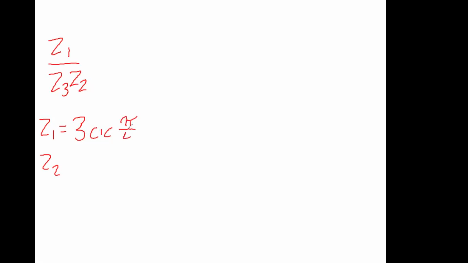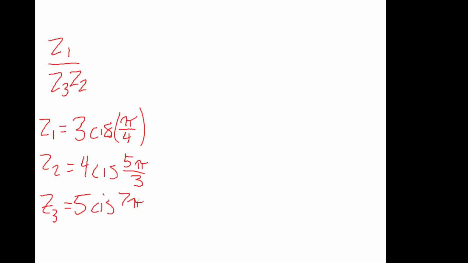Okay, so C is Z1 over Z3 times Z2. Do you want me to say what each Z is? Sure. Okay, so Z1 is 3 cis pi over 4. And then Z2 is 4 cis 5 pi over 3. And then Z3 is 5 cis 7 pi over 6.